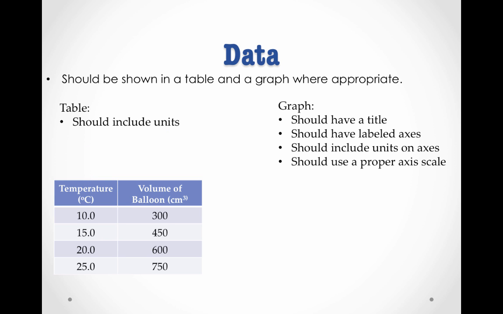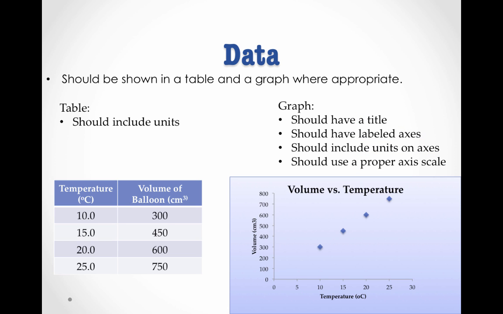We might also graph this data. Graphs should always have a title, labeled axes, units on these axes, and a proper axis scale. For instance, if we graph the data at the left, we end up with a graph that looks like this. This graph has a title, it has labeled axes, it has units on these axes, and it has a proper axis scale. We know this because our data is roughly centered in the graph.